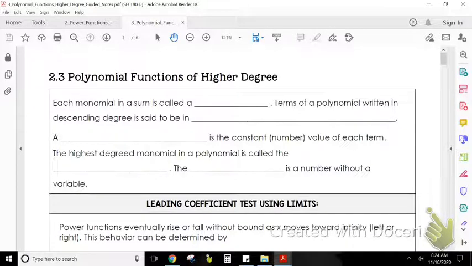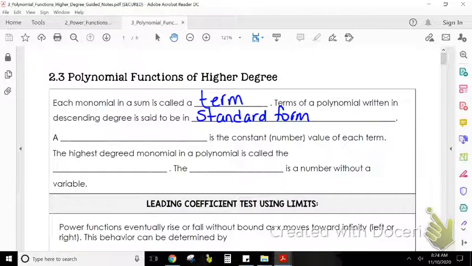Okay, 2.3 is polynomial functions of higher degree. Each monomial in the sum is called a term. Terms of a polynomial written in descending degree are said to be in standard form. So that's why we like it to be like x squared plus x plus our constant. We like our exponents to be in descending order.